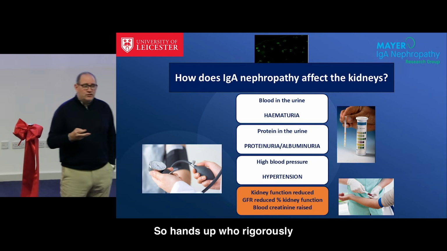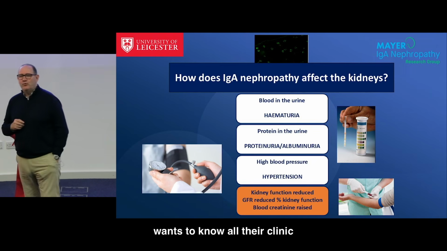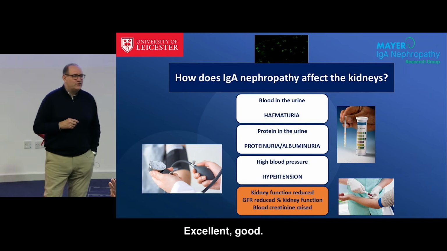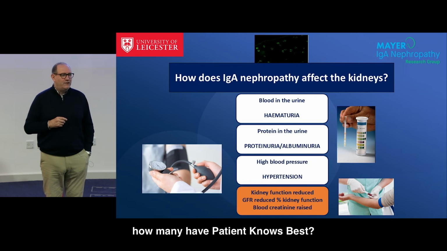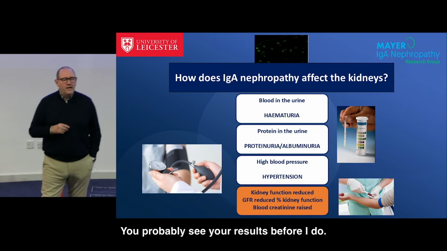So we have changes in kidney function. So hands up who rigorously wants to know all their clinic blood and urine results and keeps a track. Excellent, good. I was wondering how many have Patient Knows Best? Good, excellent. So you can have a look. You probably see your results before I do.